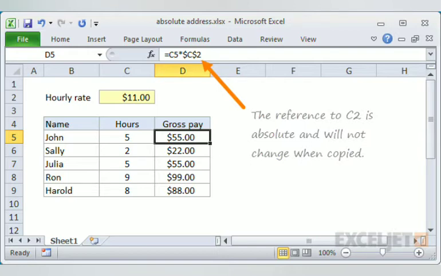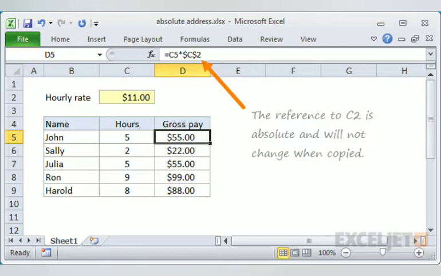We can see an example in this video. Look at the picture. In this example, we are going to find out the gross pay. Gross pay means the wage given to each employee. Here we are mentioning the hourly rate for each employee. The hourly rate for each employee is the same, but the number of hours worked by each employee is different. John worked for 5 hours, Sally worked for 2 hours.